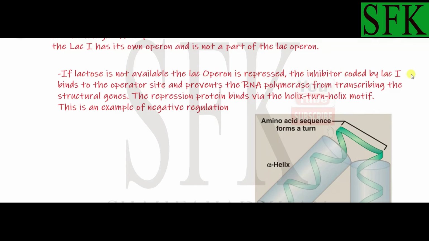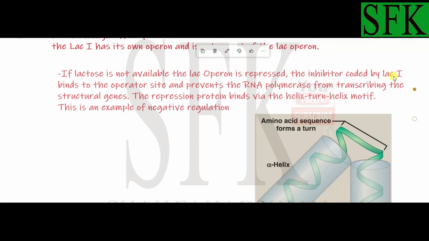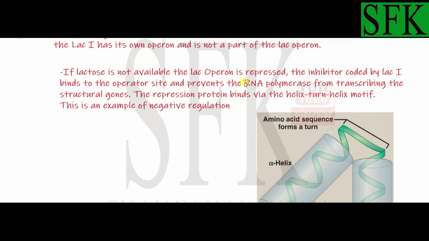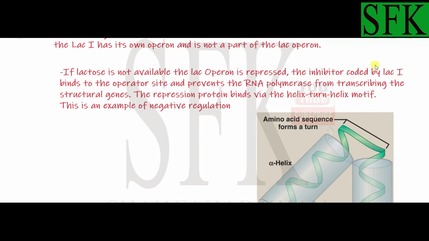The inhibitor, which is coded by the LacI, as I told you, is another regulatory gene, which is present at a different operon. It binds to the operator site. The inhibitor coded by this gene comes and binds to this operator site. And once it binds, RNA polymerase will not be able to transcribe the structural genes. Then what happens? The repressor protein binds.